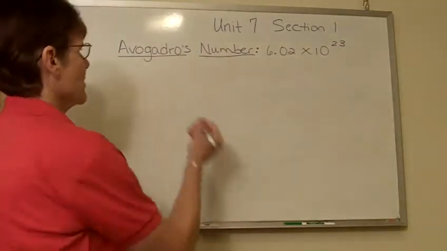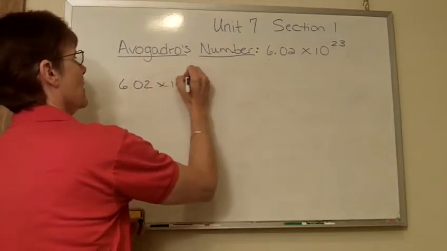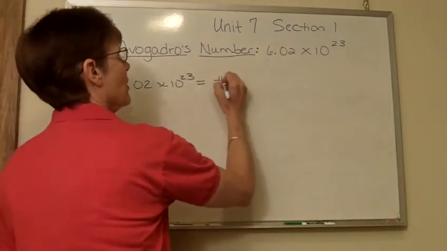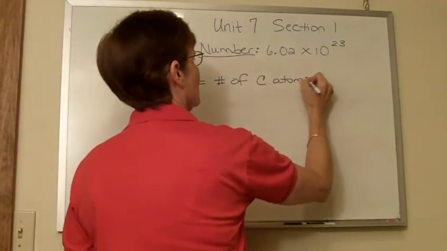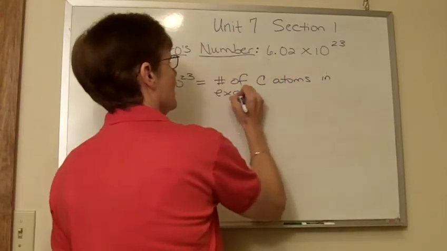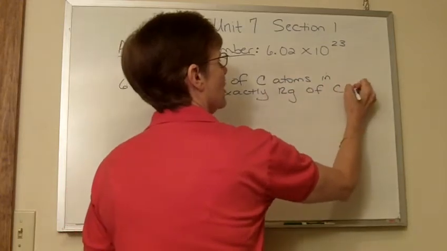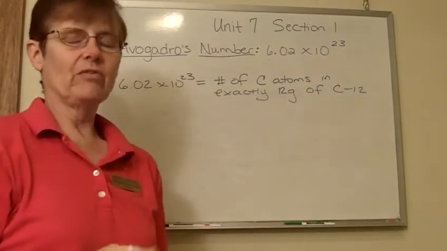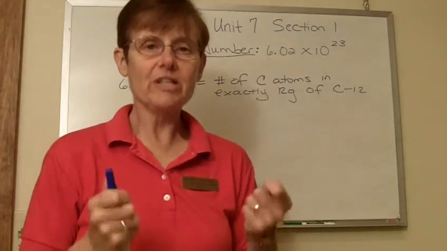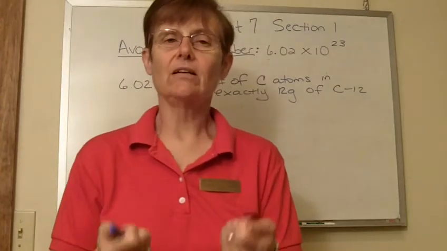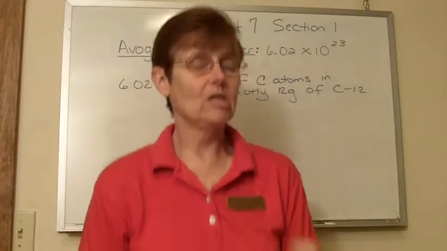So Avogadro came up with this number because 6.02 times 10 to the 23rd is equal to the number of carbon atoms in exactly 12 grams of carbon 12. Now, we have to specify carbon 12 because there are other isotopes of carbon. So we have to say we're dealing with this isotope of carbon where every single atom has a mass of 12 AMUs.